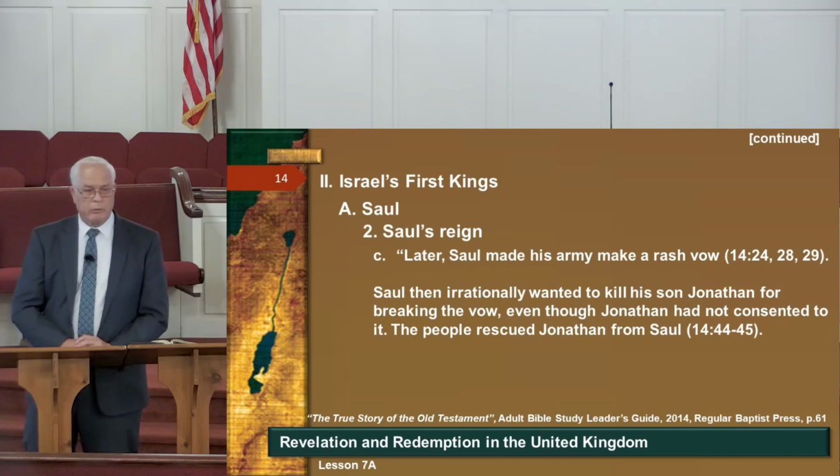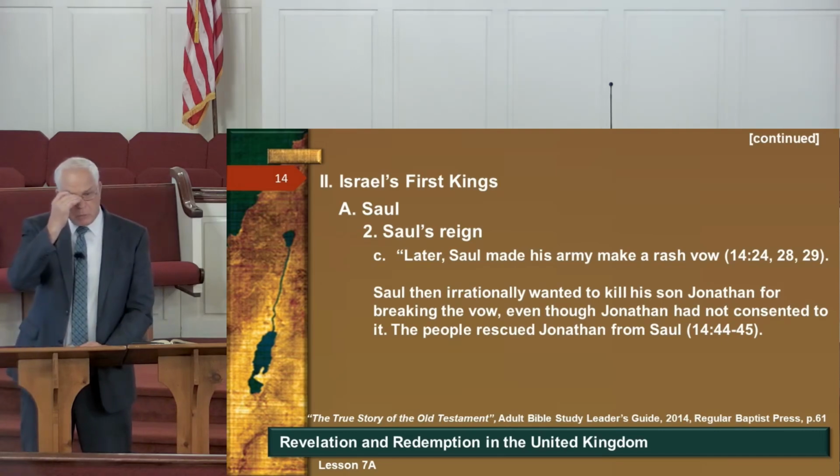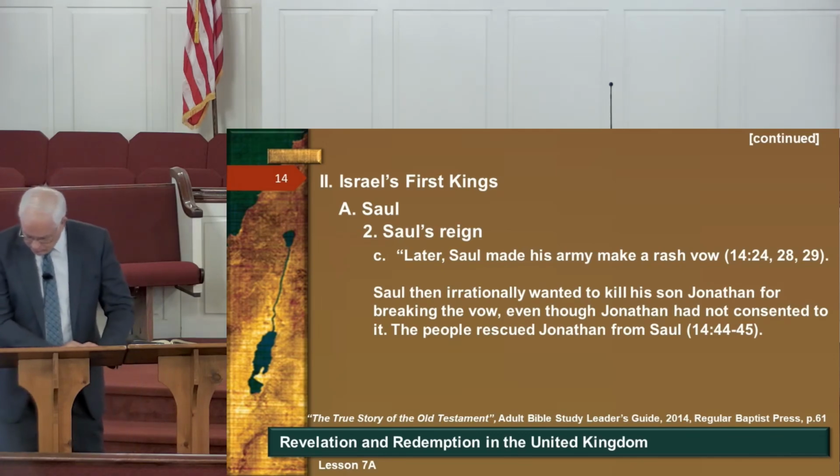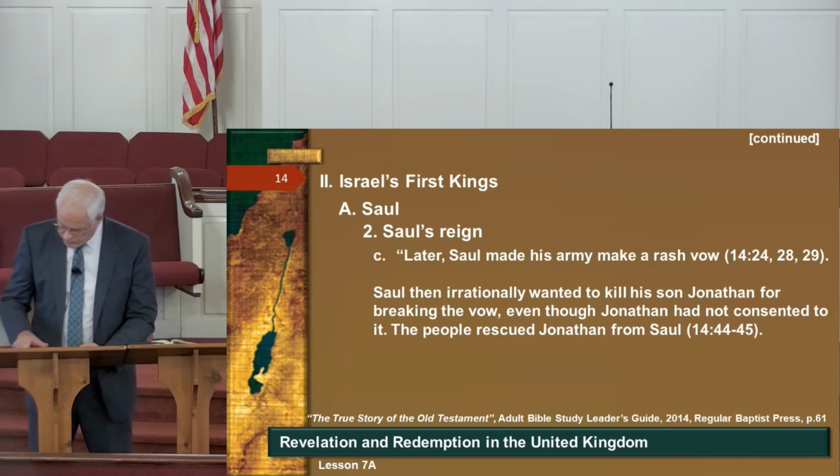Interesting, a rash oath that was illogical, didn't make sense for the people, and yet he was going to take his own son's life. It was good that the soldiers stood up against Saul and said, he should not, he's helped us. Jonathan has helped us out. Don't do this. And they saved Jonathan's life, of course.